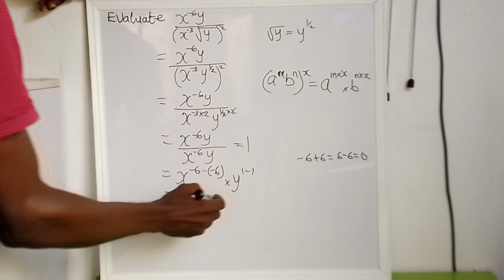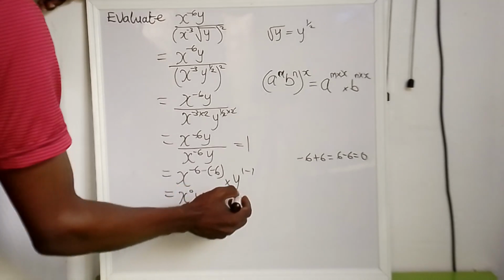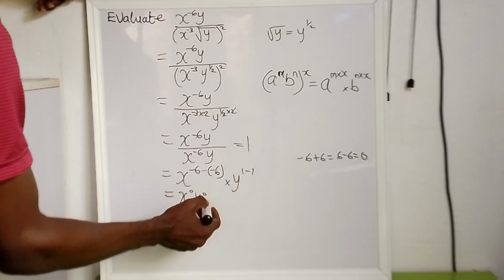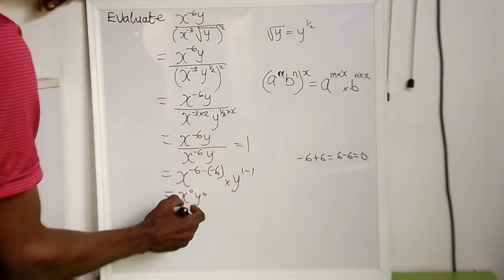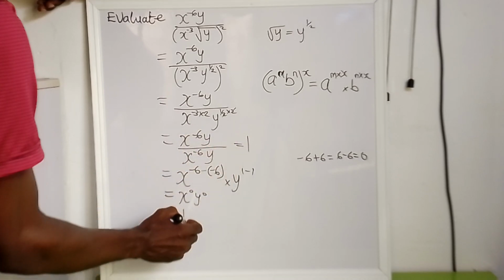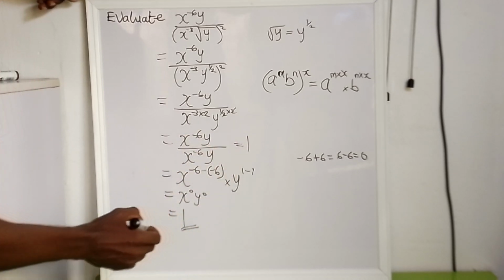And the zero index law says any number or variable raised to the power of 0 equals 1. So therefore we have 1 as our answer.